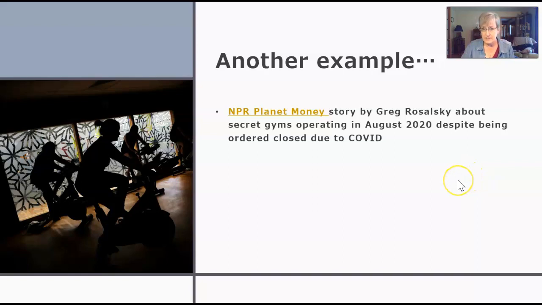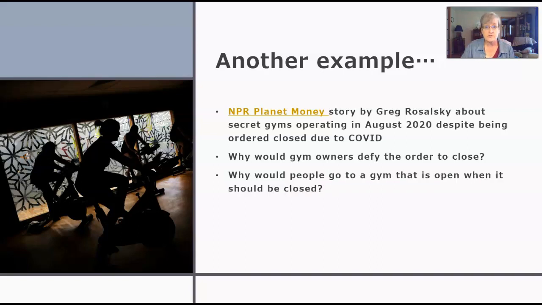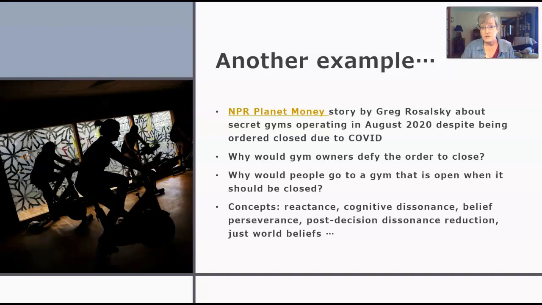So this was at a time when most states had lockdowns and gyms were not to be operating because they were considered to be unsafe due to COVID. So you could ask the question, why would gym owners take the risks of defying the order to be closed? And why would people, knowing that the gyms are supposed to be closed by order, why would they go to a gym that they know should be closed?